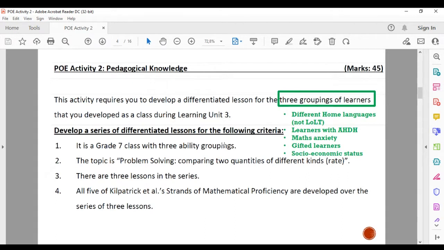So please go and check there that you make sure that you know what to do in this instance. So you will sit with a group. You will group your learners according to ability for this topic, which is problem solving, comparing 2 quantities of different kinds, or rate. You would group your learners in a group that still struggle a bit, a group that is okay and up to standard, and then a group who really understands and who need challenging problems.